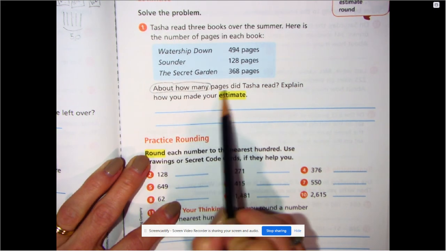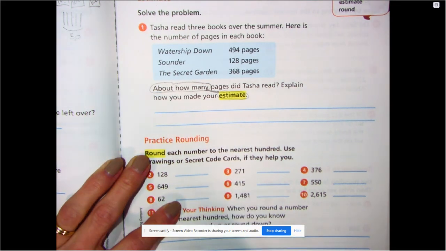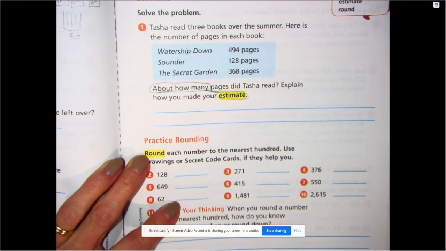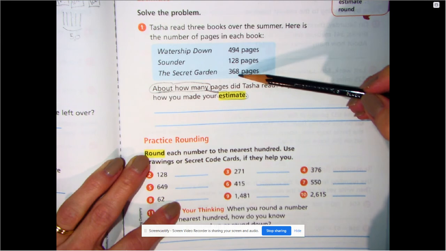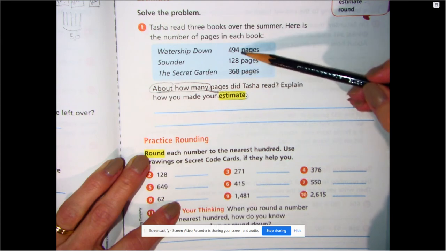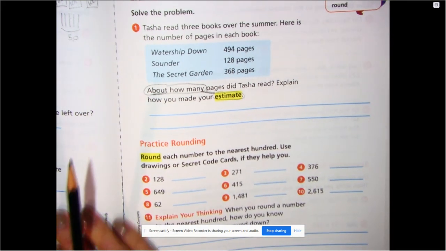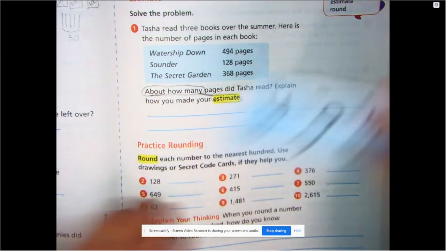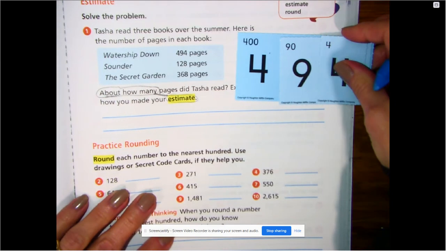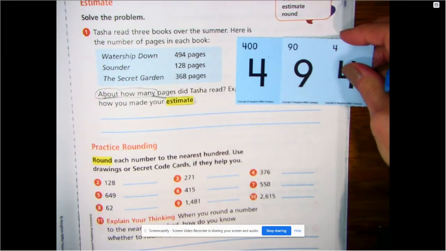I want you to circle both of those. Okay, it's that word about. That's so important. It's not an exact answer. You're not going to add these together, right? They want to know about how many. So we're going to use rounding to figure that out. The book Watership Down had 494 pages. Okay, so here is my 494 using my secret code cards. Okay, I want to make an estimate, and I have to start to think.